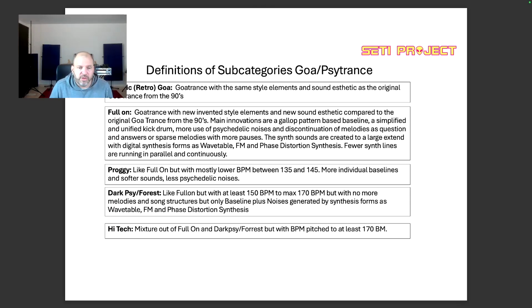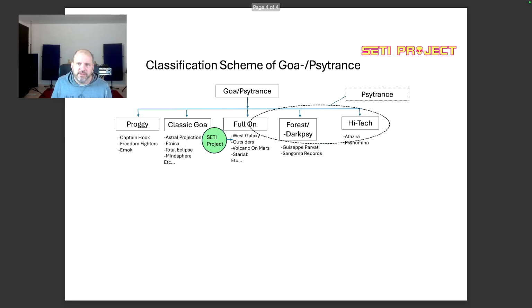And also we have high tech, which is a mixture of full on and dark Psy forest, but with BPM pitched to at least 170. So it gets faster, and you've got a lot of noise, but also here and there some melodies. Yeah, that's about it, how I see it. I hope you agree. And this is the end of it all. That's the classification scheme of Goa Psytrance as I wanted to propose it.